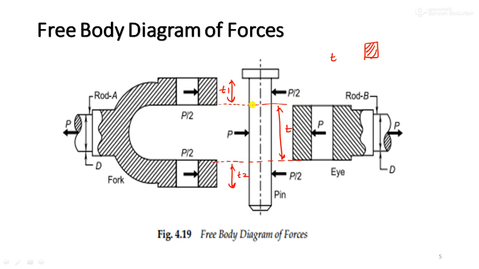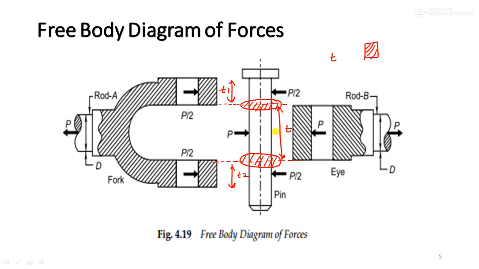Okay, so it will get sheared at this particular point and it will get sheared at this particular point, right? So when the pin is tight in the eye and the fork, failure occurs due to the shear, and basically it will shear at these two particular points, or you can say parts. That is why we can say that this pin is subjected to the double shear.